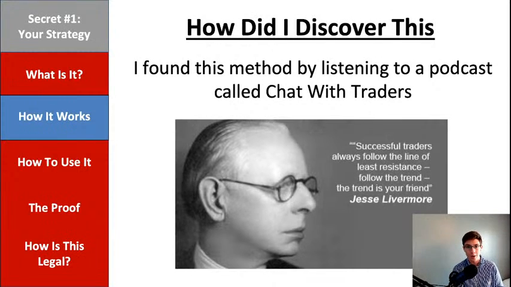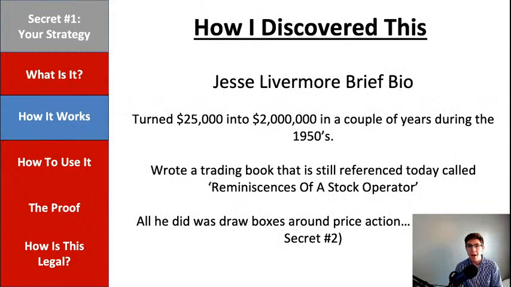And as I started to realize that and look through my past trades, I realized every time I was losing money, it was because I was trying to fight the trend. So who is Jesse Livermore? You'd be like, who is this guy? Why should we care about his quote? He turned 25,000 into 2 million in a couple of years during the 1950s, and wrote a trading book that is still referenced today called Reminiscences of a Stock Operator.